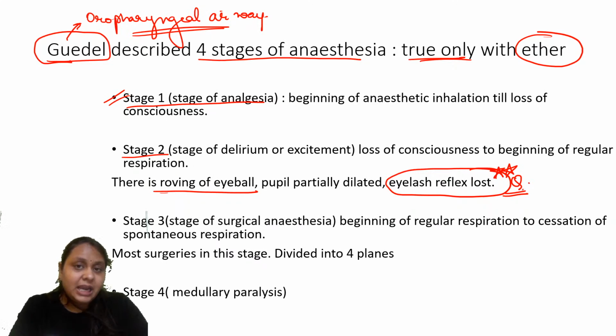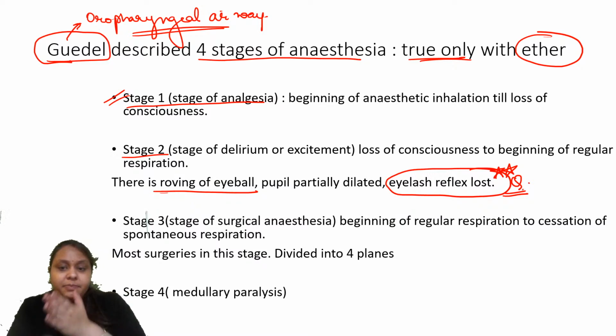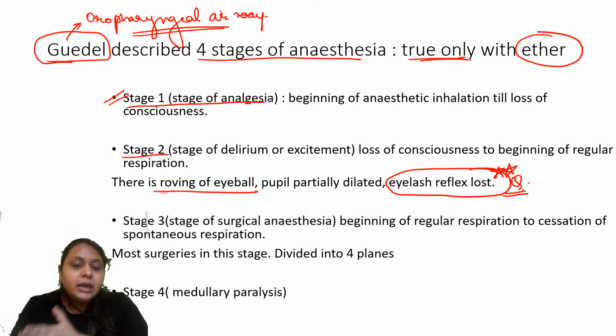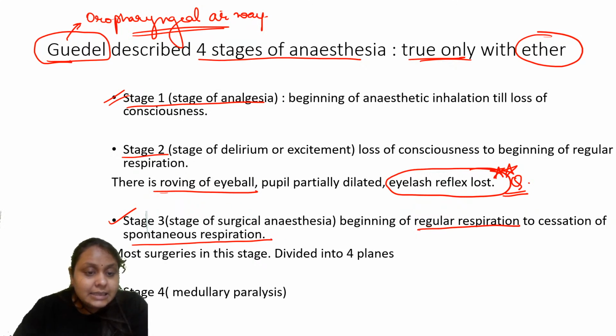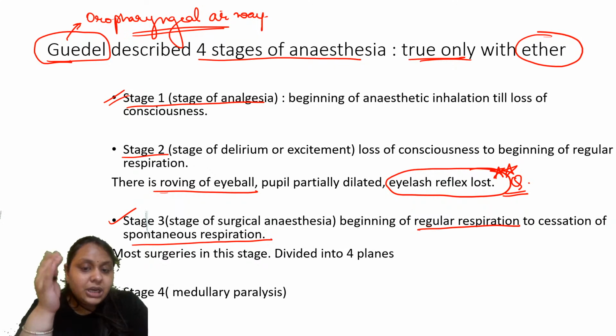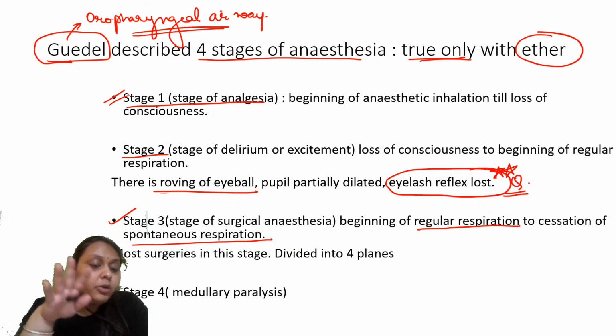Then the stage 3 of the Goodall is the stage of surgical anesthesia. ठीक है, जिसके बाद सर्जरी परफॉर्म हम कर सकते. That is stage 3. That is beginning of the regular respiration till cessation of the spontaneous respiration. ठीक है, that is stage 3. So beginning of regular respiration till cessation of spontaneous respiration, and it is in this stage that most of the surgeries are done, and stage 3 is in turn divided into 4 planes.